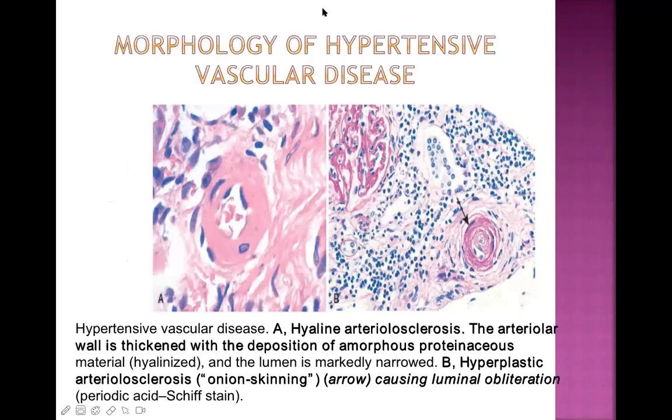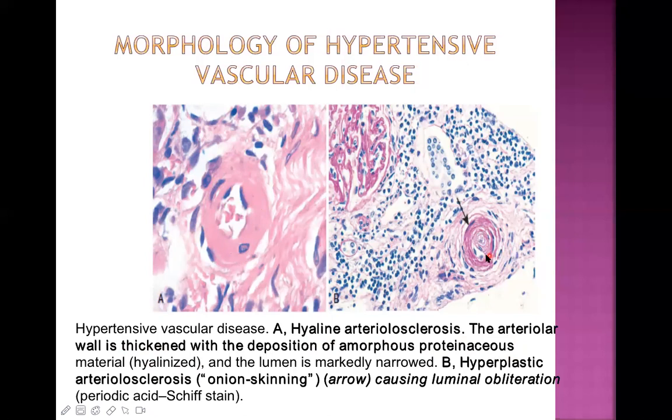Now see here, this is the morphology of hypertensive vascular disease, meaning what's going on inside the blood vessel. This one is A, and it is clearly written, this is hyaline arteriolosclerosis. The arteriolar wall is thickened with the deposition of amorphous proteinaceous material. This is known as hyalinized, or hyaline substance is deposited on the wall. See here, look at the lumen, it is narrowed now, the wall is getting thicker. Okay, this is a typical appearance.